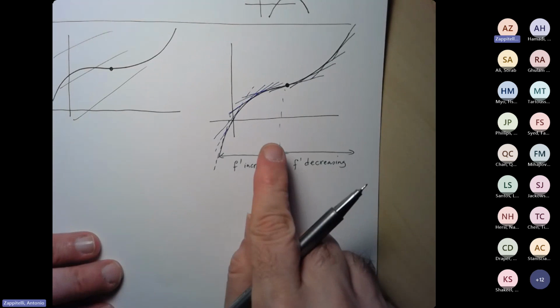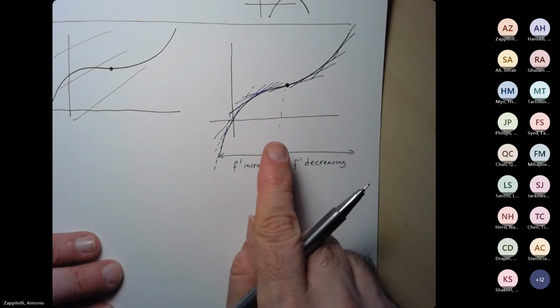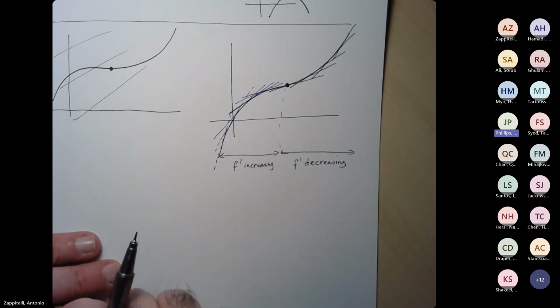Okay, is everybody okay with that? I have a question. Would it not also be increasing? I mean, increasing on both sides?